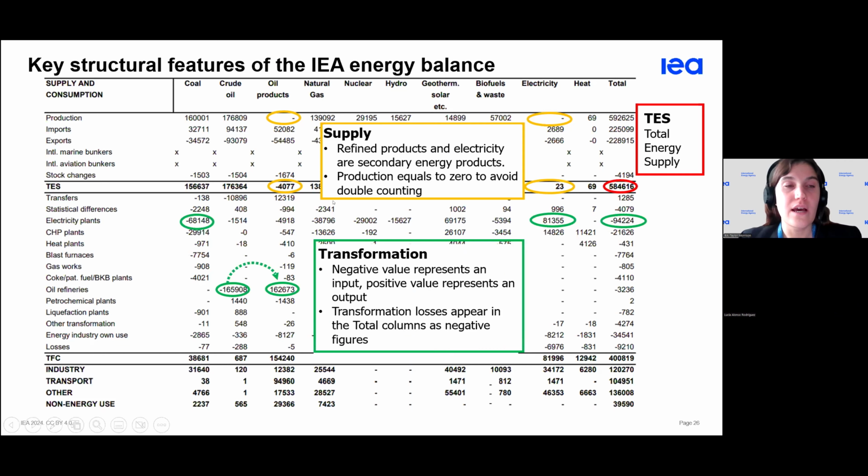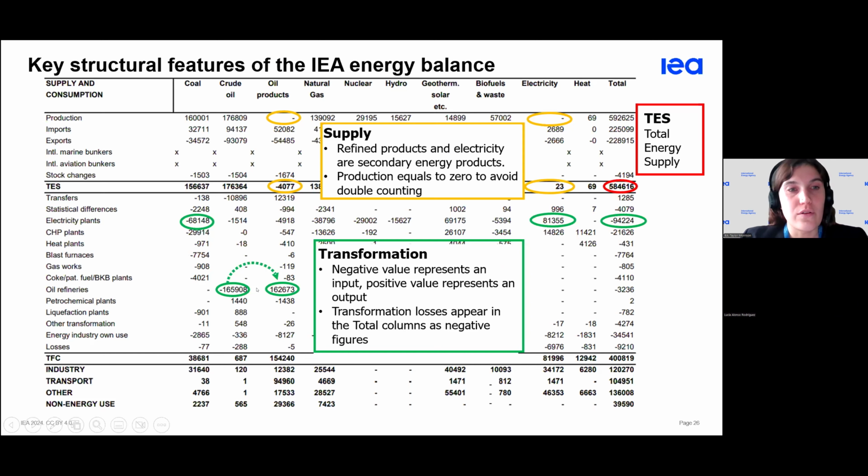So an important concept here is in the transformation sector, negative values represent an input and positive values represent an output of a transformation process. So for example, let's look at the crude oil column and the oil products column in the oil refinery row. We can see there's a negative value in the crude oil column and oil refinery row, and this represents crude oil input to refineries. And then beside it, we have a positive value in the oil products column in the oil refinery row, and this represents output of a transformation process, so oil products output from refinery.